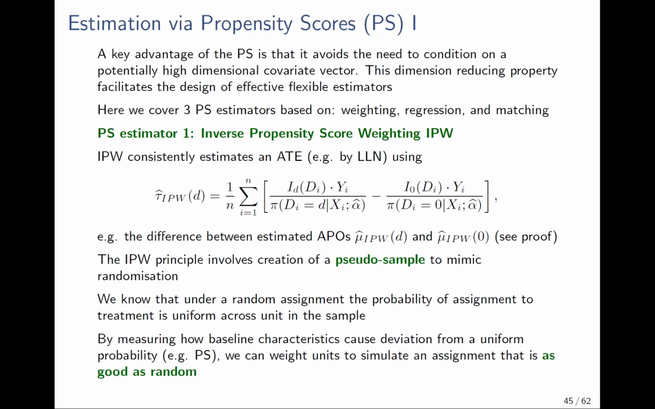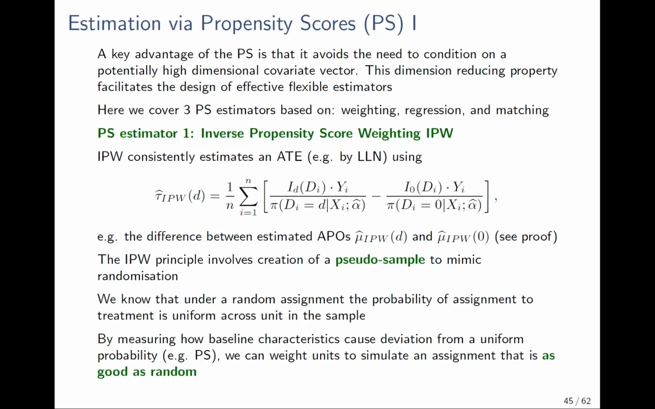And we'll look at three of them here, three propensity score based estimators based on weighting, regression and matching. All of them are conditioning on the propensity score, they're just doing it in different ways: through weighting, within a regression model, or through what's called matching. Okay, so let's look first at the first PS estimator. This is called inverse propensity score weighting, or IPW.